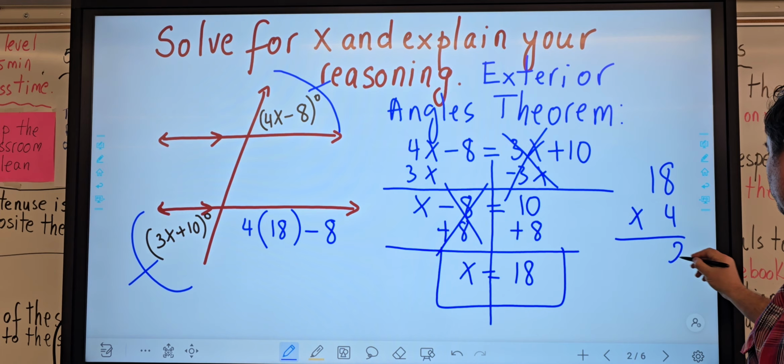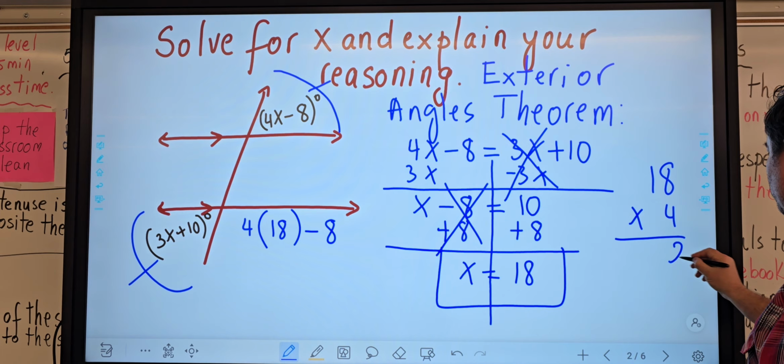We are going to use the exterior angles theorem. By the exterior angles theorem, both of these angles are the same. Therefore, we need to make sure that we get 4x minus 8 equals 3x plus 10.